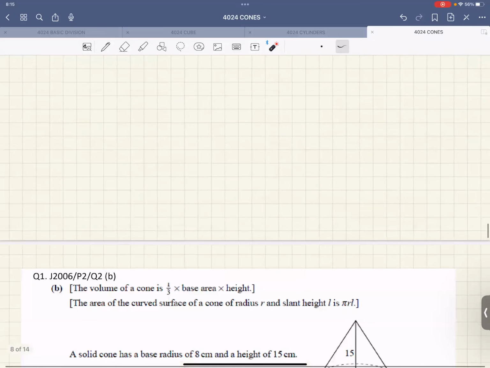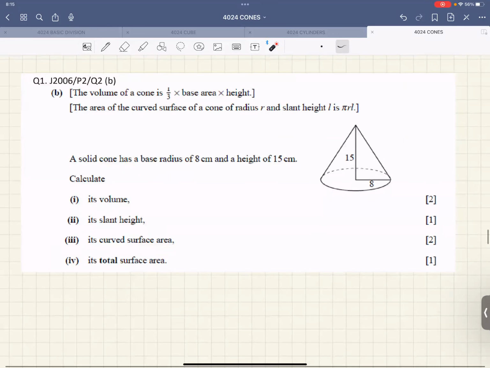Now let's try out one more question, just a basic question. They have given us the volume of a cone, that's 1/3 base area into height. The area of the curved surface of the cone is pi r L. They use the symbol small l. A solid cone has a base radius of 8, height of 15. Calculate its volume, its slant height, its curved surface area, its total surface area. Now let me mark this in red, this in green, and this thing in blue. So this is the slant height, L.